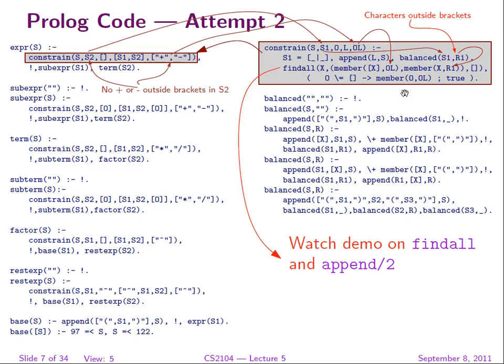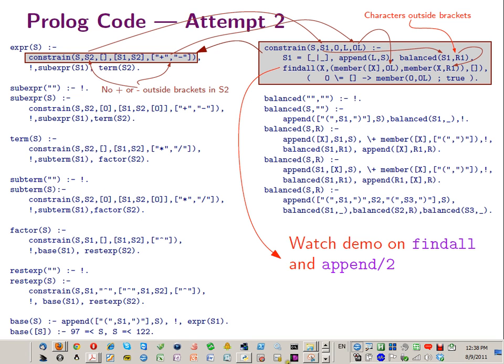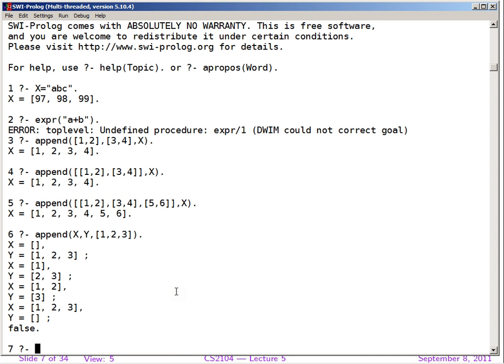All right, let me show you a demo on findall, so you would understand how it works. So the findall predicate. We have append X Y, right? And let's put append X Y in a findall. We're going to write findall, and I'm going to take pairs of X and Y. And I'm going to run this predicate. And I want the results in a list L.